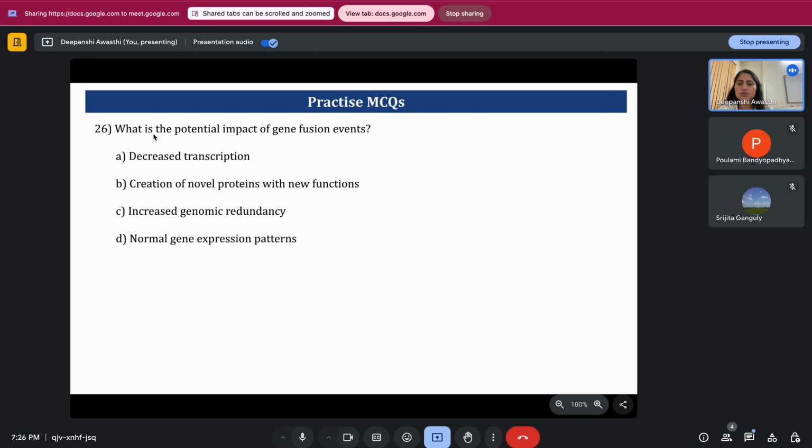Now, question number 26. What is the potential impact of gene fusion events? A. Decreased transcription. Option B. Creation of novel proteins with new functions. Option C. Increased genomic redundancy. And option D. Normal gene expression patterns. For this, we have also seen in the previous session, when we were looking at chromosomal examples, the Philadelphia chromosome, how two genes get fused together and they ultimately cause a disease.